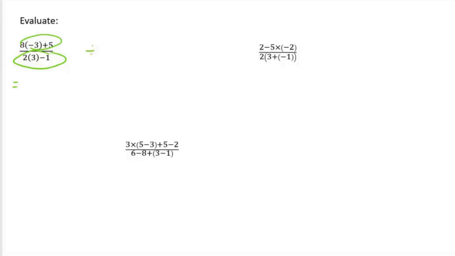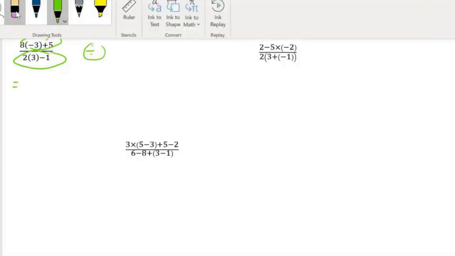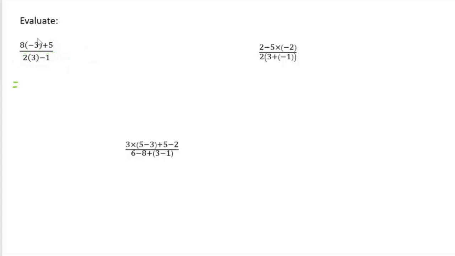But because we have to deal with groupings first, even if we have addition and subtraction within one of those groupings, we'll do that before we get to the division. All right, this has gotten a little bit full. What do we have going on in this first one? Well, we have 8 times negative 3 plus 5. 8 times negative 3 is negative 24. And then we'll add 5 to that.